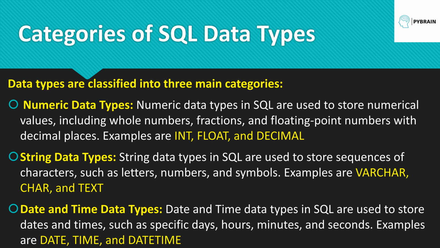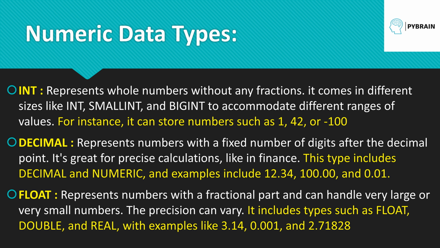These types help you structure your data efficiently, ensuring that each piece of information is stored in the best possible way. Let's break down these categories one by one, starting with numeric data types. These types are essential for storing numbers in various forms, whether whole, fractional, or with precise decimal points. First, we have the int type. It's called integer, which represents whole numbers without any fractions.